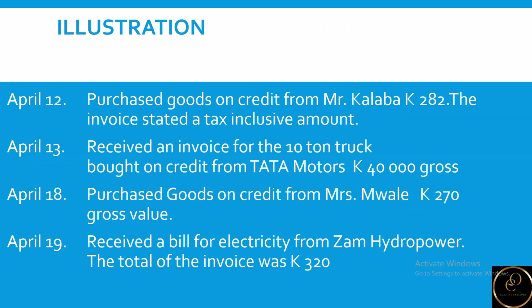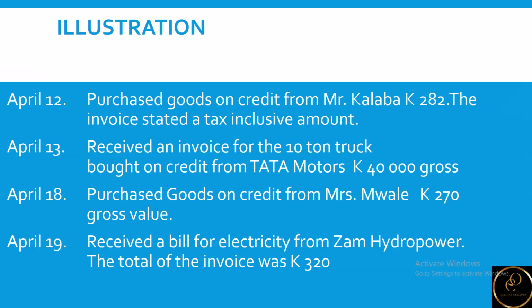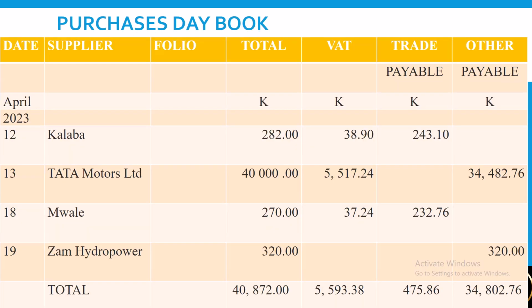Let's look at an illustration. We have purchased goods on April 12th on credit from Mr. Kalava for 282 kwacha. The invoice stated a tax inclusive amount. So how do we deal with this transaction? Kalava has an inclusive amount, which is a gross amount, 282. So it will be entered in the totals column.